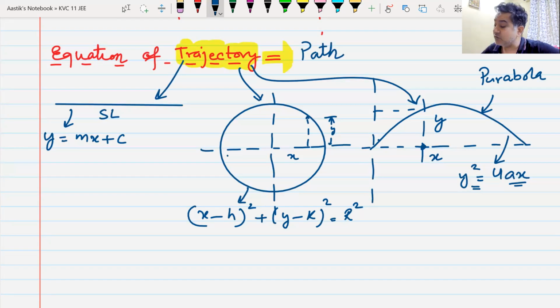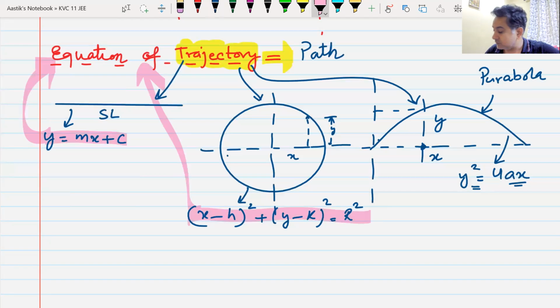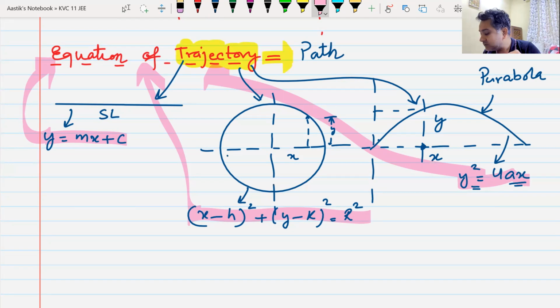These equations are known as equations of the path or equations of the trajectory, because right now we are probably not dealing with them as mathematical figures. They are definitely mathematical figures, but we are taking them as paths which are followed by a body. So we call them equations of trajectories.